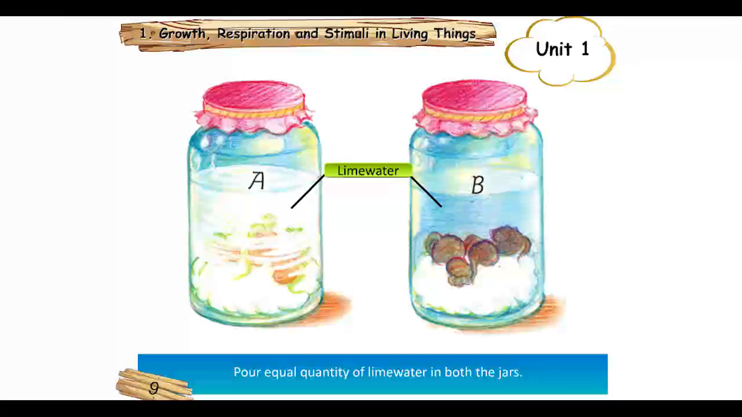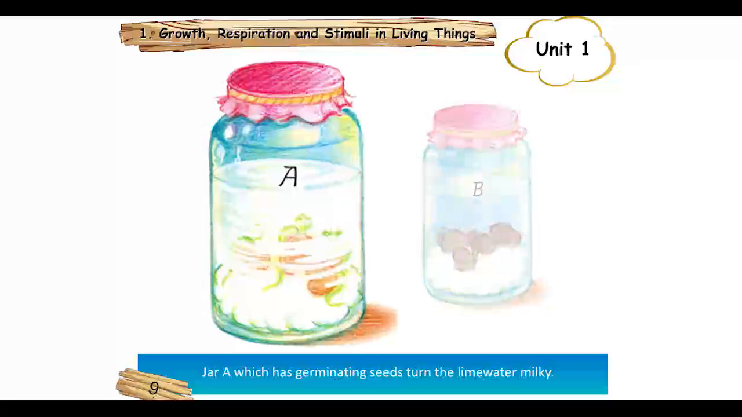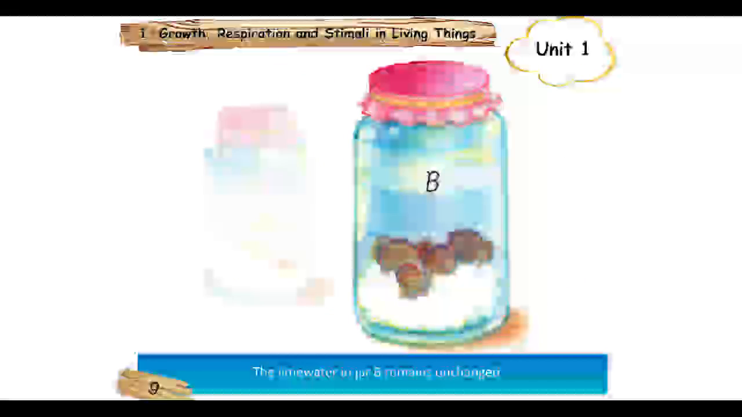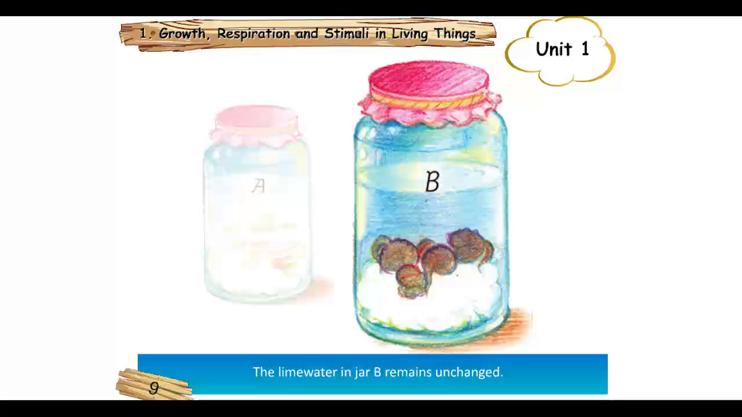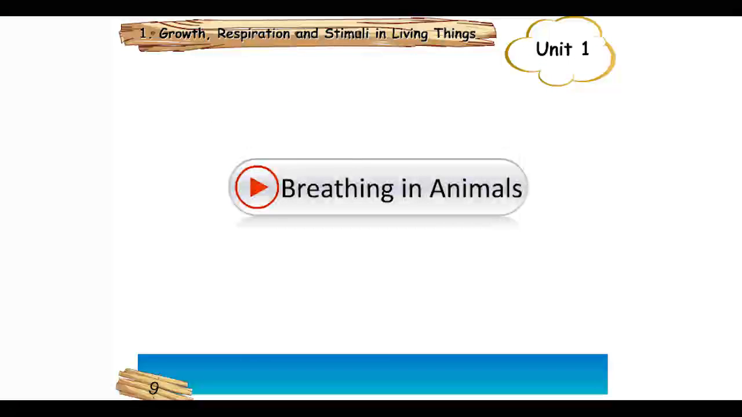Pour equal quantity of lime water in both the jars. Jar A, which has germinating seeds, turns the lime water milky. This is due to carbon dioxide present in the jar. The lime water in jar B remains unchanged. This indicates no presence of carbon dioxide. Boiled seeds are dead and cannot respire.